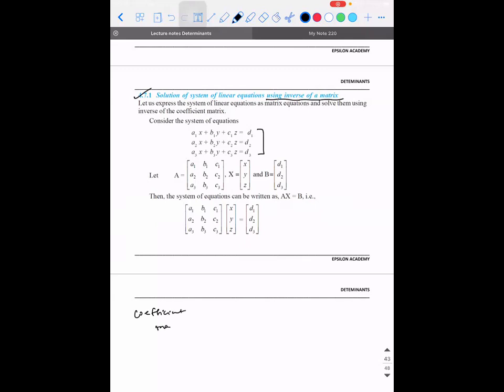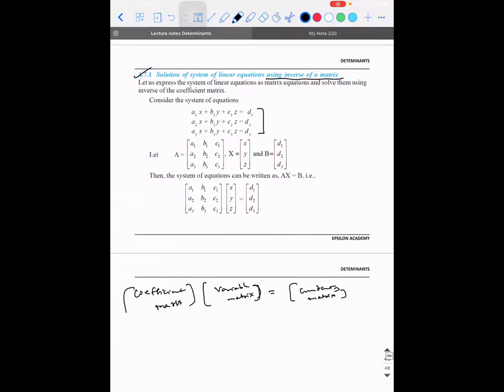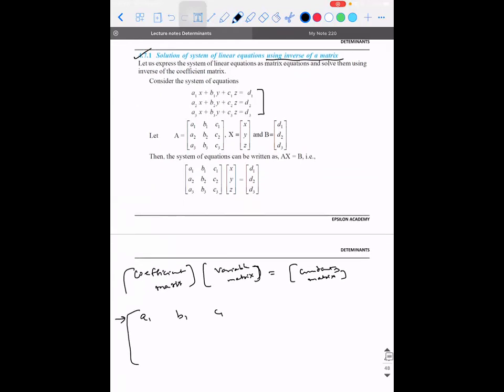coefficient matrix into variable matrix is equal to constants matrix. Right? So what can we do? You can write A1, B1, C1. The first row should contain the coefficients of the first equation. A2, B2, C2, A3, B3, C3 multiplied with the column matrix XYZ, which is the variable matrix, should be equal to the column matrix of constants, D1, D2, and D3.